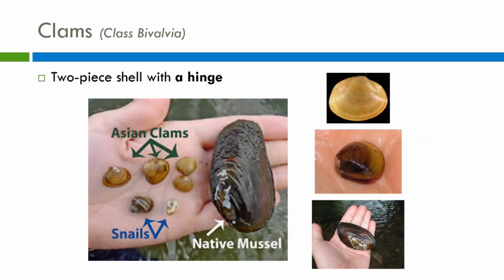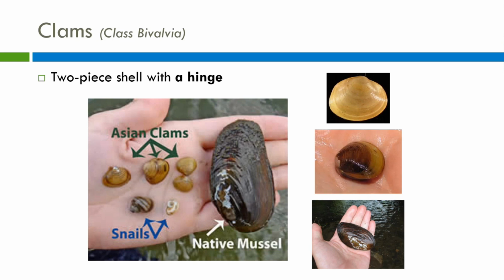So now we are moving on to our clams, our bivalves. The most important thing with clams and mussels is that this is a two-piece shell with a hinge. So it has to connect on one side and it has to be closed, meaning there has to be someone home in order for us to count a clam as a macroinvertebrate on our tally sheet.